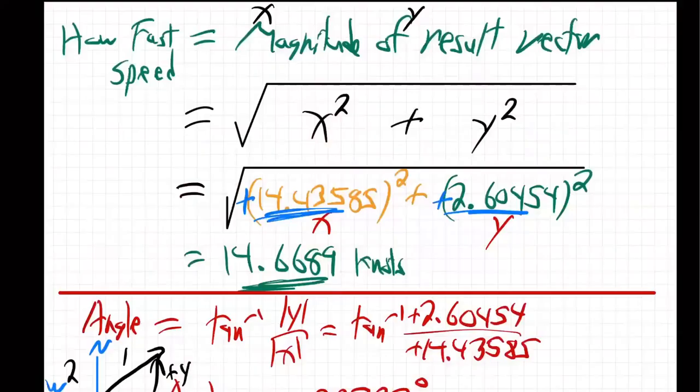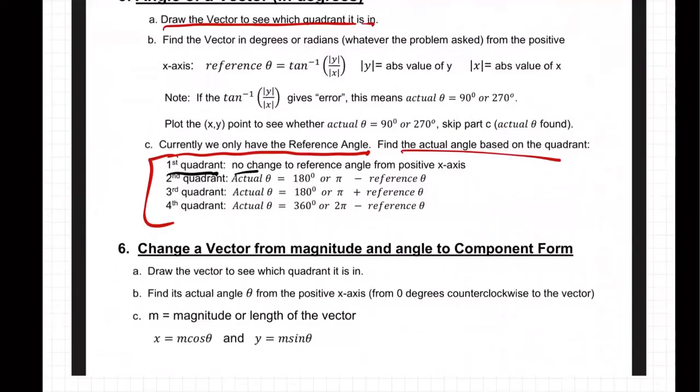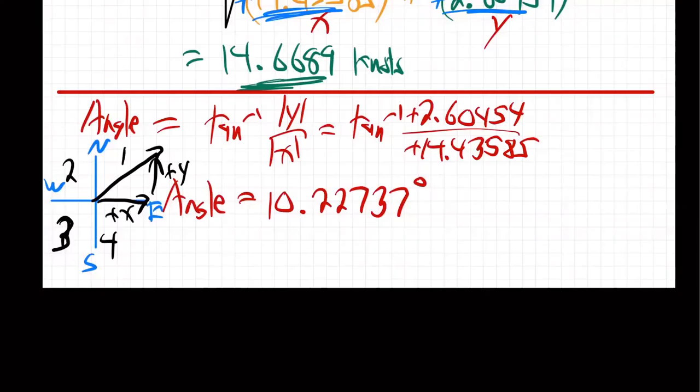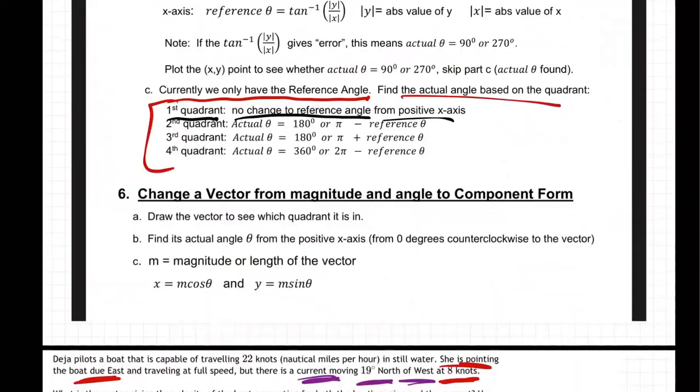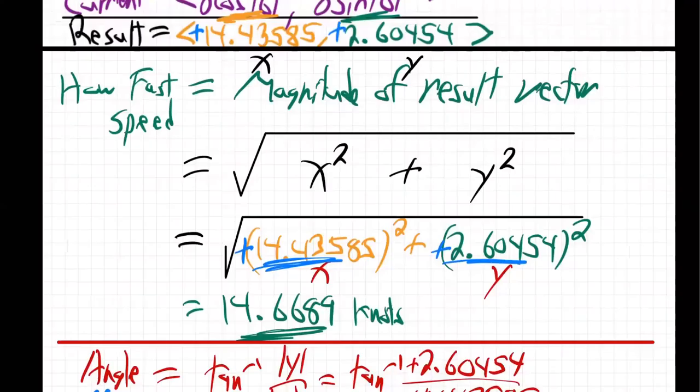What do you do when the vector is in the first quadrant? First quadrant, no change to reference angle. You just leave it the same. That is your angle. Now, if you were in a different quadrant, the second, third, or fourth, you would have to do second, 180 minus the angle, third would be 180 plus the angle, fourth would be 360 minus the angle. Remember how to do that? So you get your actual angle.